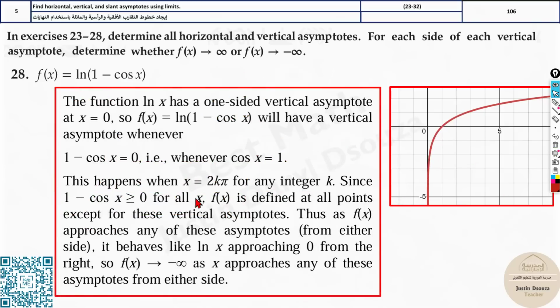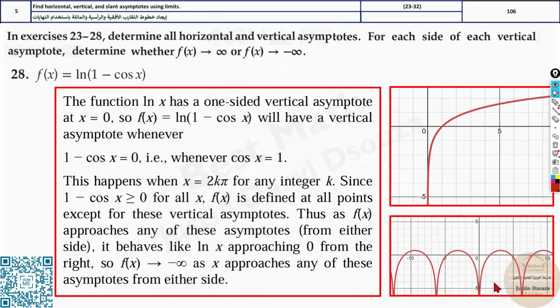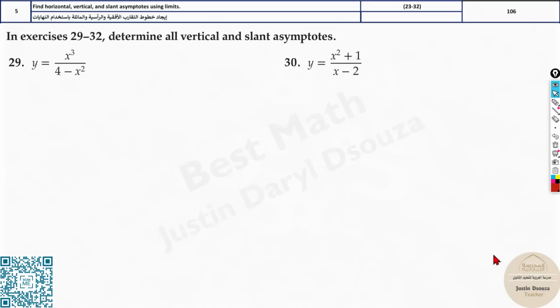What is the vertical asymptote? See over here, x is equal to 2k pi, which we wrote over here, or k times 2 pi, it's the same thing. Now this is the graph of this particular function. You can see it has an asymptote at every 2 pi. Pi is how much? 3.14. For 2 times it's 6.28. So you can see at every 6.28 interval you will have a vertical asymptote.